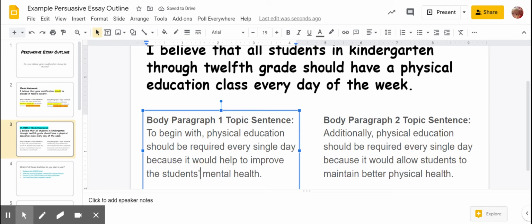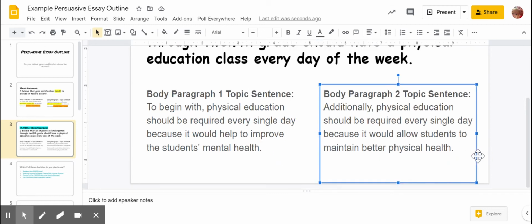So now what I need to do is make sure that I have at least 2 pieces of evidence to back this up, which I do, so I'm good to go. The second topic sentence says, additionally, physical education should be required every single day because it would allow students to maintain better physical health. Do I have 2 supporting details for that? Yes, I do, so I'm good to go.